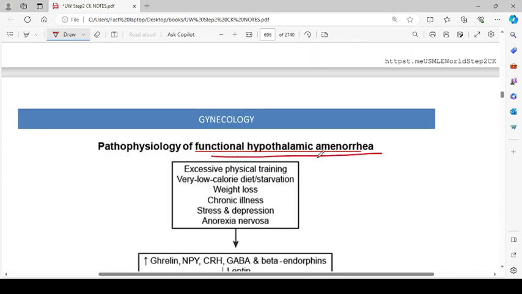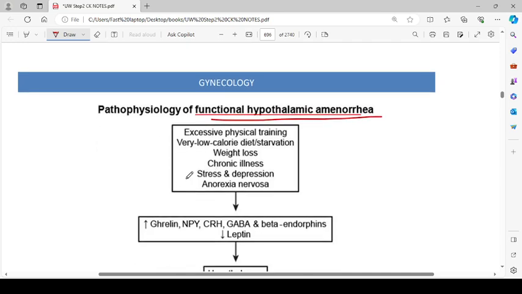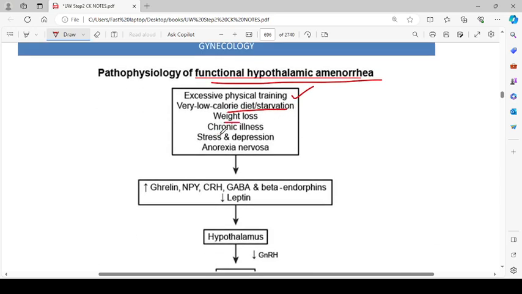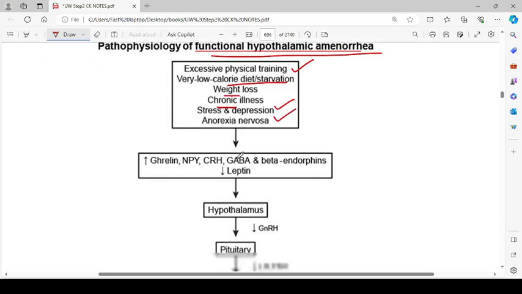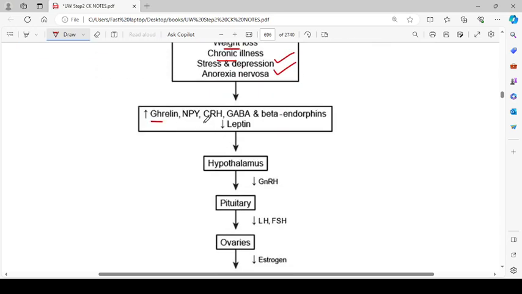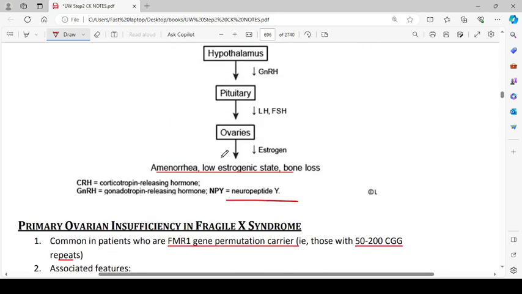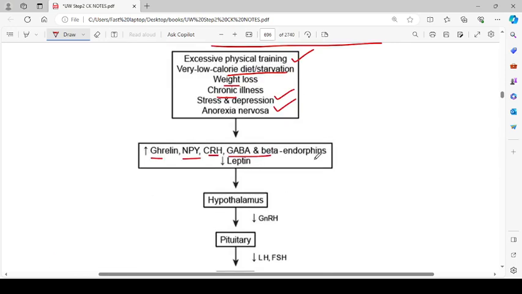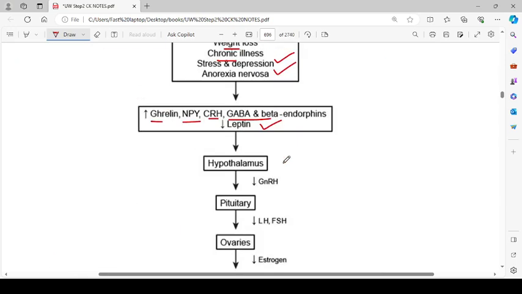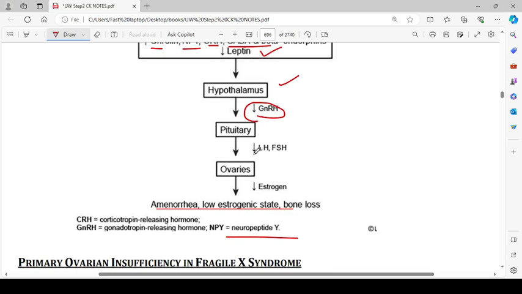Pathophysiology of functional hypothalamic amenorrhea: excessive physical training, very low calorie diet, starvation, weight loss, chronic illness, stress and depression, and anorexia nervosa will lead to increased ghrelin, NPY, which means neuropeptide Y, CRH, which means corticotropin releasing hormone, GABA and beta endorphins, and decreased leptin. That will lead to decreased GnRH production from the hypothalamus, and the pituitary will produce decreased levels of LH and FSH, and the ovaries will produce decreased levels of estrogen. That will result in amenorrhea, low estrogenic state, and bone loss.